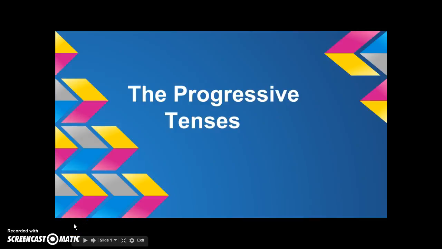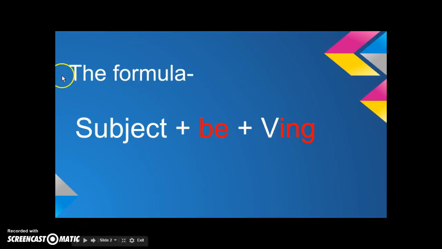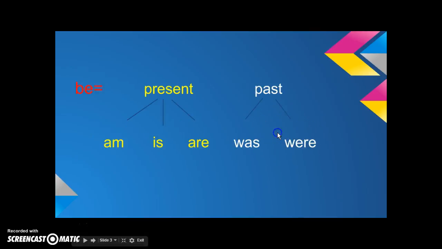Hello everybody, today we are going to talk about the progressive tenses and more specifically about the present progressive tenses, הווה ממושך. So the formula for all the progressive tenses is the same. We start with the subject, נושא, then we have the verb be, which we will talk about, the main verb, the verb העיקרי in the sentence, and then adding ing.